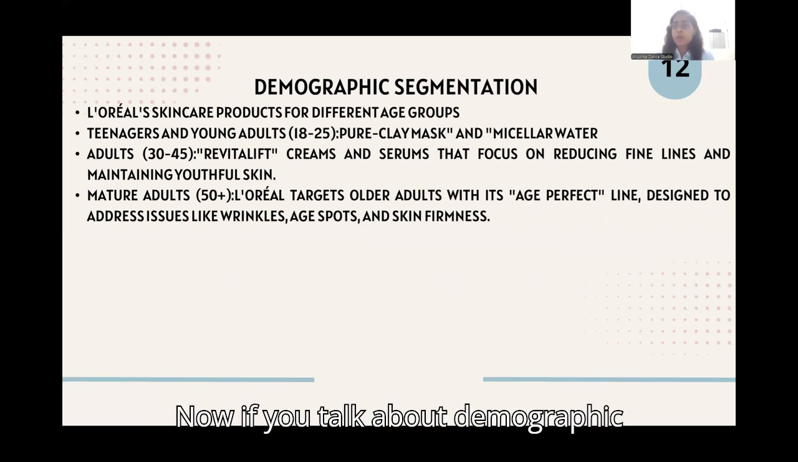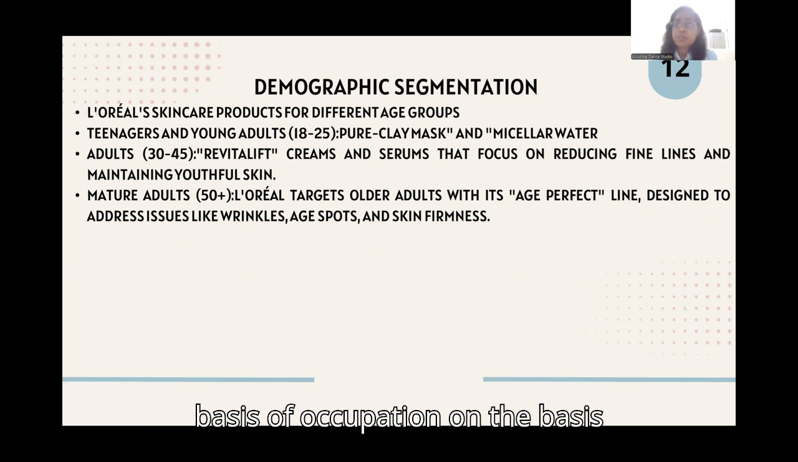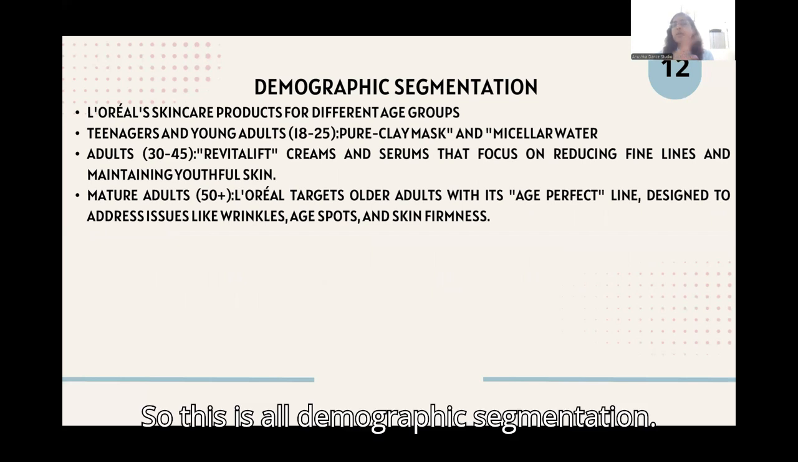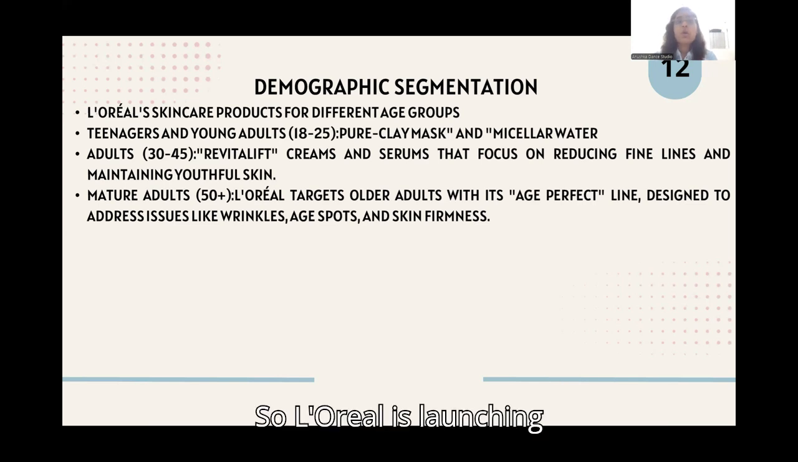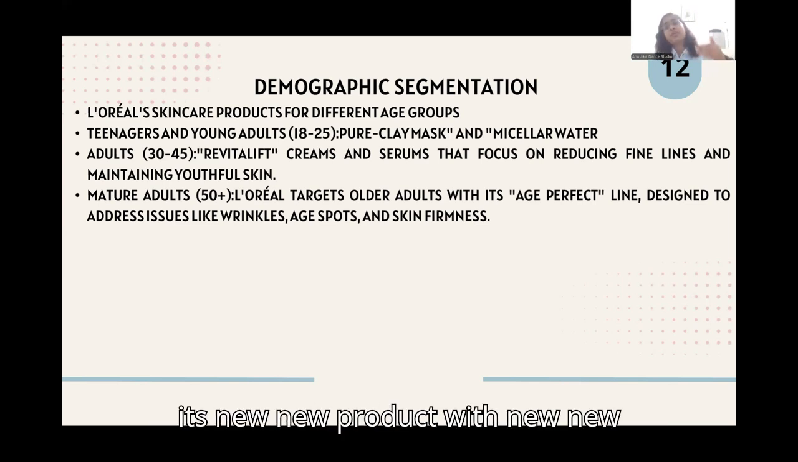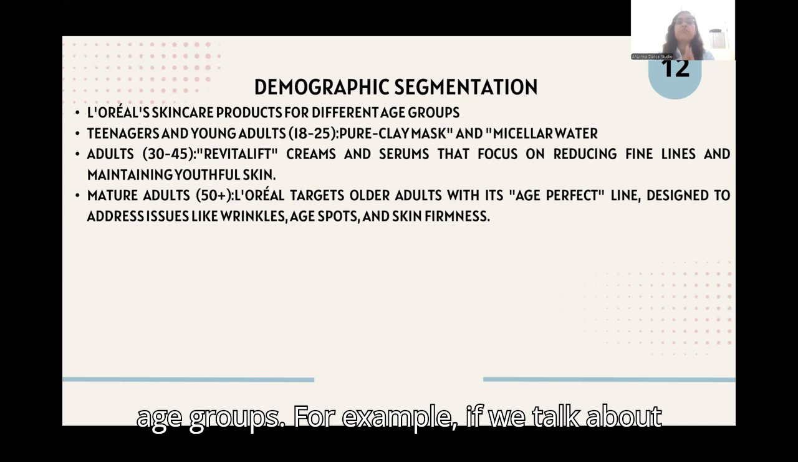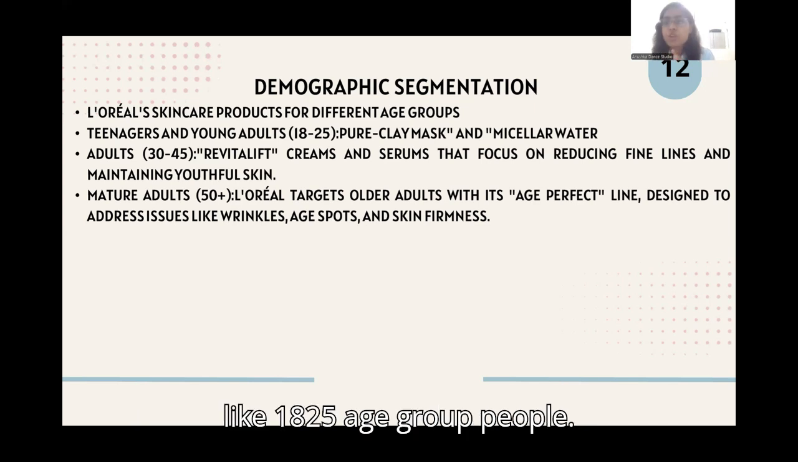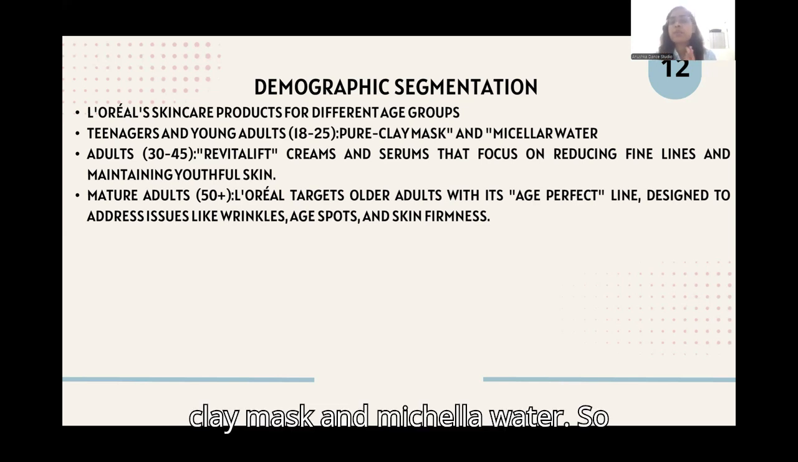Now, if we talk about demographic segmentation, this happens on the basis of gender, on the basis of occupation, and on the basis of income. So this is all demographic segmentation. Now, if we take an example of L'Oreal, L'Oreal is launching its new products for different age groups. For example, for the 18 to 25 age group, L'Oreal has launched clay mask and micellar water. So somewhere it is for the teenagers.